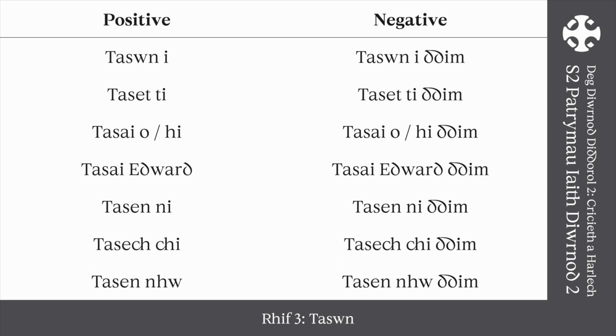Here is the full pattern. Taswn i. Tasa ti, tasa fo, tasai hi. Tasen ni. Tasech chi. Tasen nhw. Taswn i ddim. Tasai ti ddim. Tasai fo ddim. Tasai hi ddim. Tasen ni ddim. Tasech chi ddim. Tasen nhw ddim.